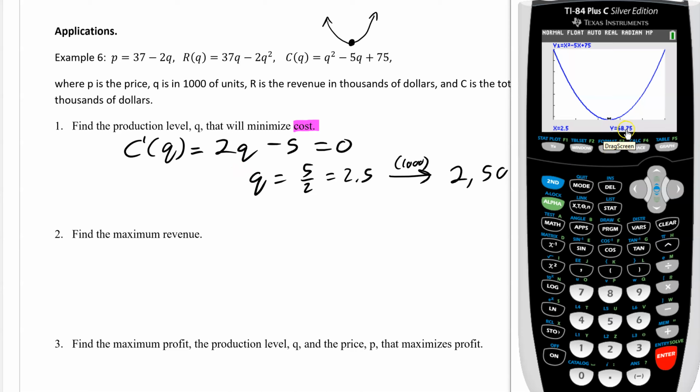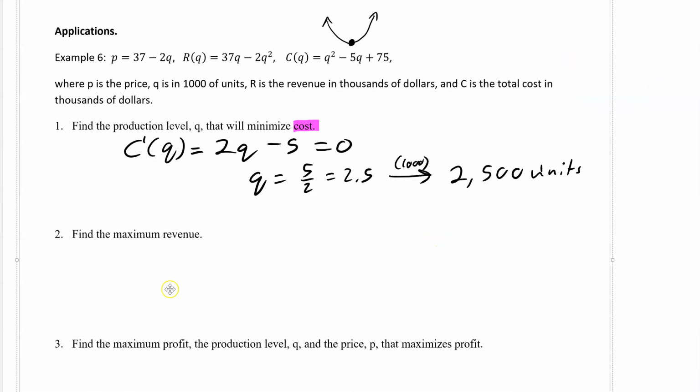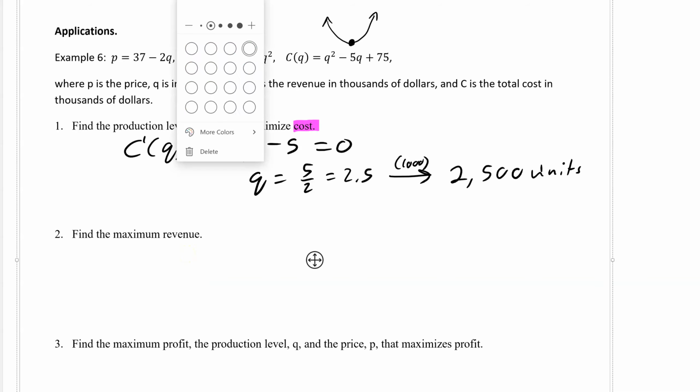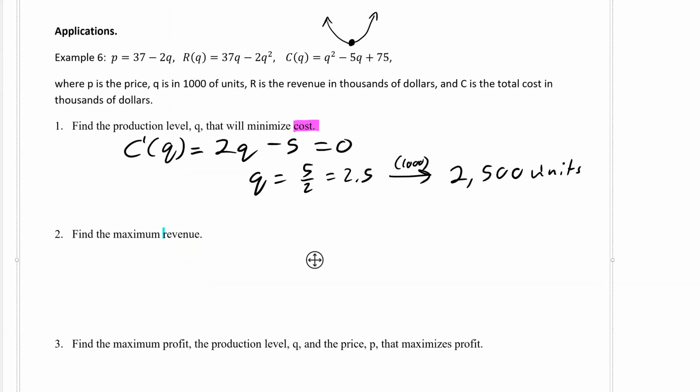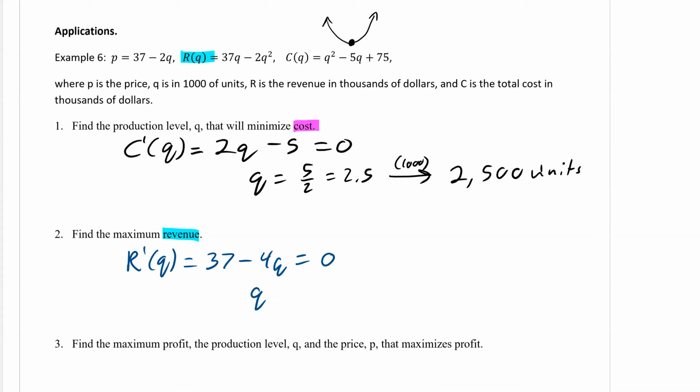So that would be $68,750 for our minimum cost. All right, let's try maximum revenue. If we're going to maximize revenue, then we're going to use the revenue function. So let's take the derivative. R prime of Q equals 37 minus 4Q. Set it equal to 0. That means our Q is 37 over 4, or 9.25.